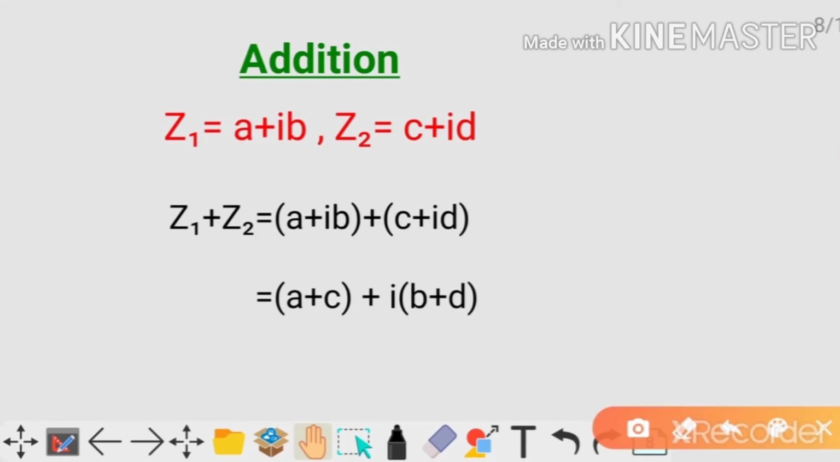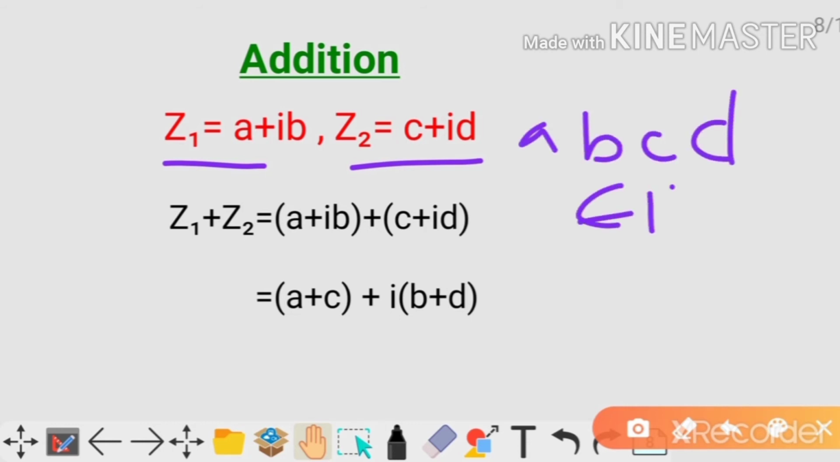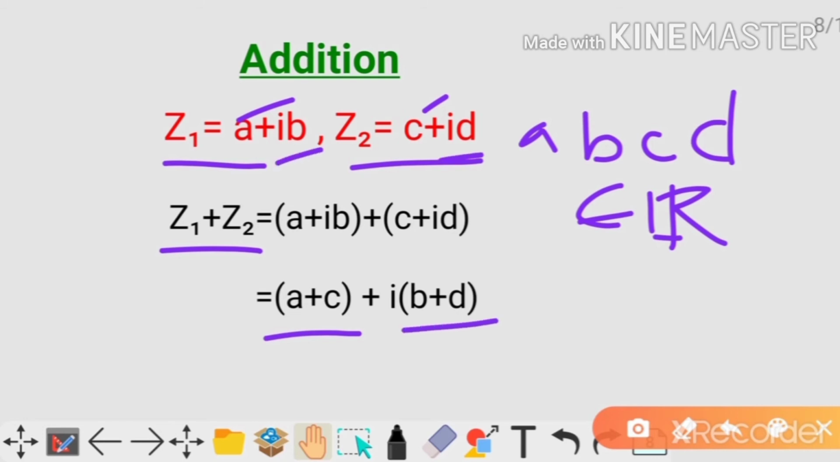So the addition of complex numbers is very easy. We have taken two complex numbers, Z1 and Z2. Z1 equals a plus ib and Z2 equals c plus id, and of course a, b, c, d all belong to the real number set. Now if we add Z1 and Z2, the real parts a and c will be added and then the imaginary parts will be added.